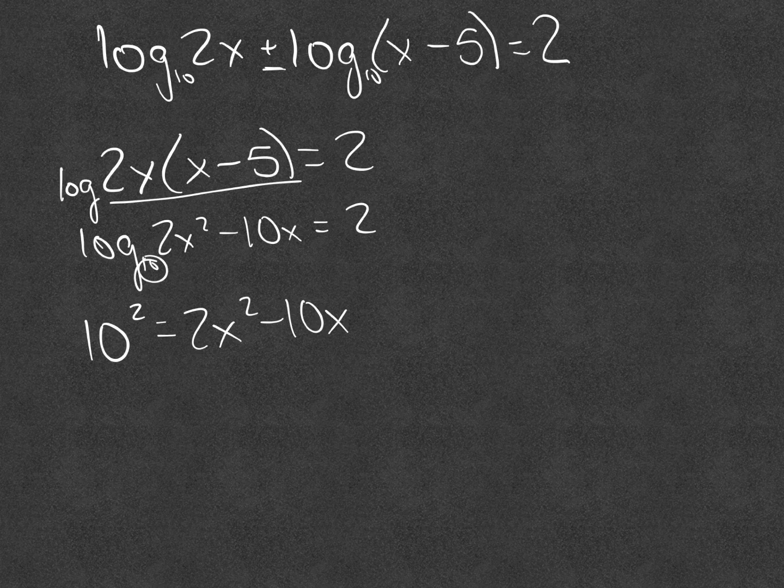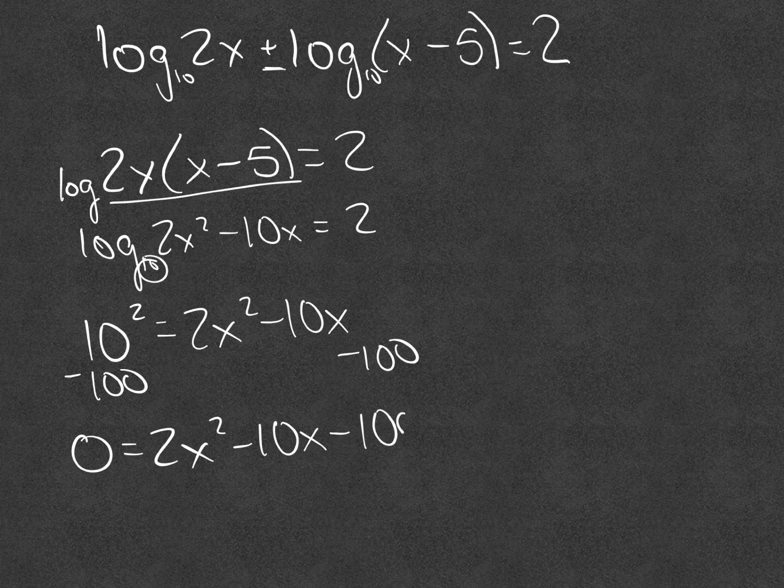Now, hopefully you should see that this is now a little bit easier. That's 10 squared, and we're going to subtract 100 because that's what 10 squared is. Hopefully you can catch on to that. 0 equals 2x squared minus 10x minus 100. And we are going to be factoring again. But the first thing we can do is factor out a 2. That's going to be nice. x squared minus 5x minus 50.